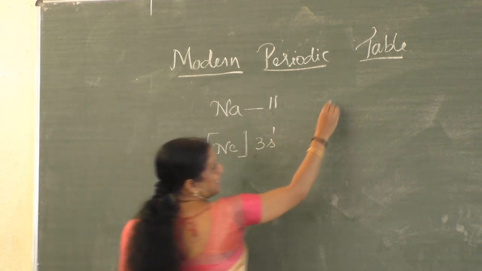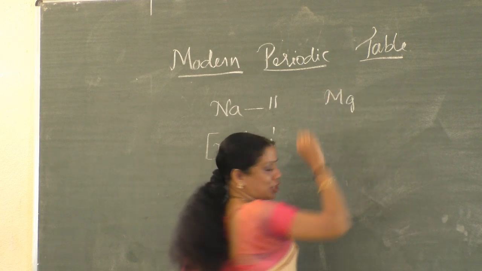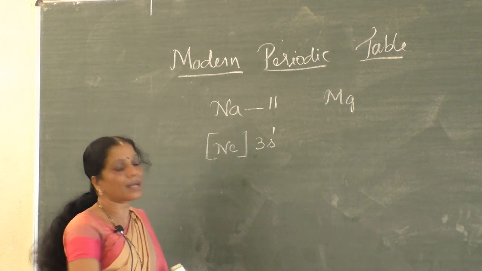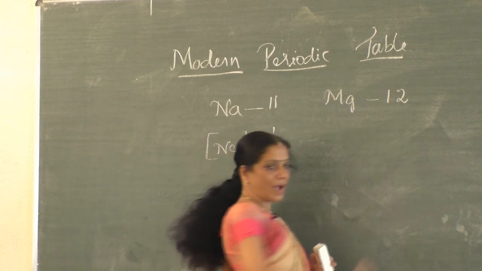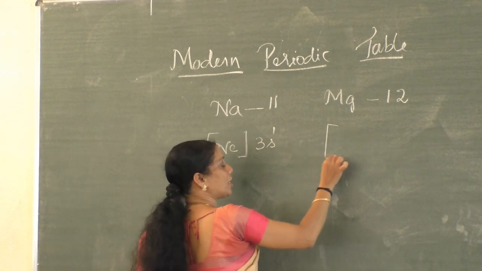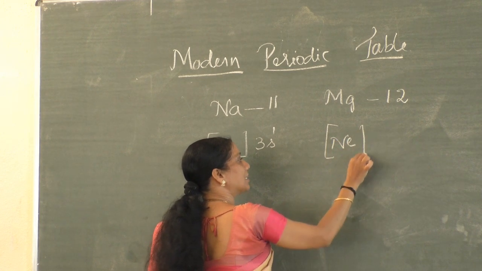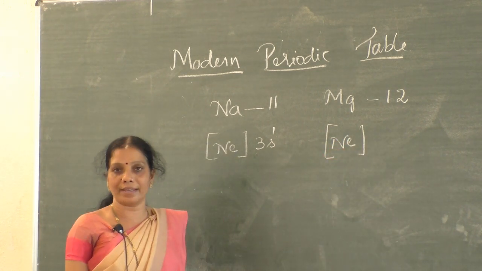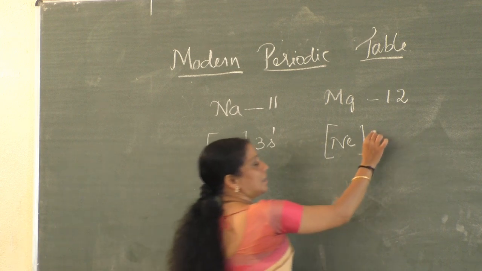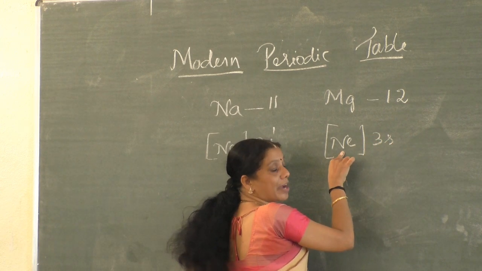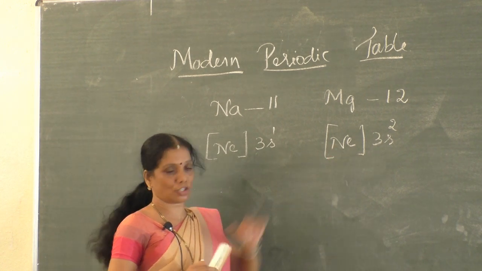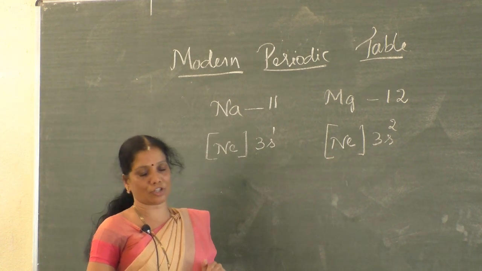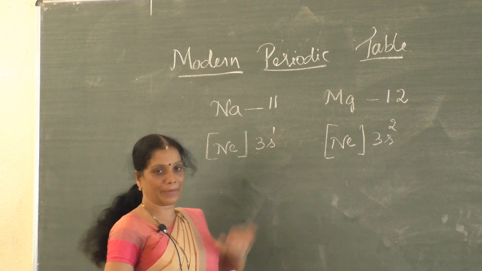Now if I consider the next element, that is magnesium, in the same period. What is the atomic number of magnesium? 12. Now if I write the electronic configuration, neon with the atomic number 10, next comes 3s. 10 electrons I have written. How many remain? 2 remain, isn't it? That means 3s2. Just observe the electronic configuration of these two elements.